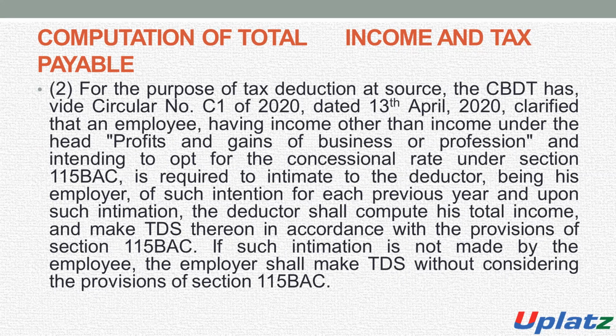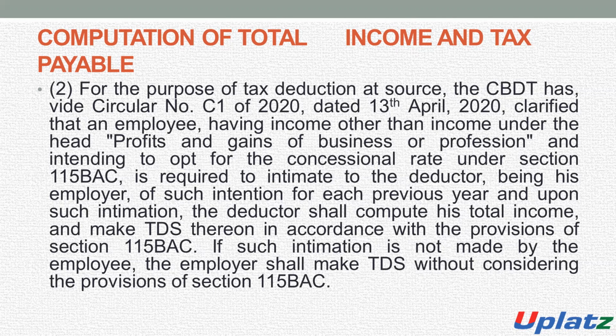For the purpose of tax deduction at source, for the purpose of TDS, the CBDT has by circular number C1 of 2020 dated 13th April 2020 clarified that an employee having income other than income from PGBP, means business or profession income, and such assessee wants to calculate the amount of tax at the concessional rate of income tax, then he is required to intimate to the deductor, be his employer, of his intention for each previous year, and upon such intimation, the deductor shall compute the amount of his income.